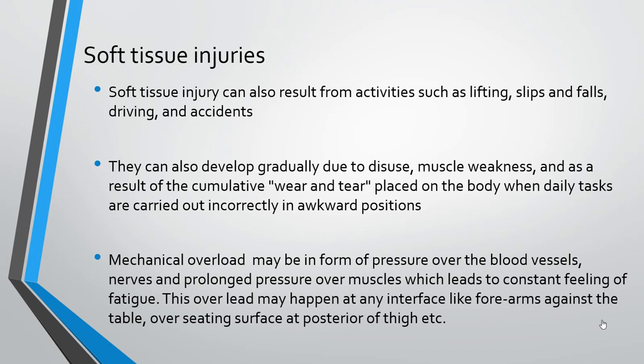Awkward positions cause buildup of extreme internal forces, compression of blood vessels, and ligament sprain, and they are all a result of the awkward position. The resultants may occur after weeks, months, or years on the job. Soft tissue injury can also result from activities such as lifting, slips, and falls. They can also develop gradually due to disuse, muscle weakness, and as a result of cumulative wear and tear placed on the body when daily tasks are carried out in awkward postures.